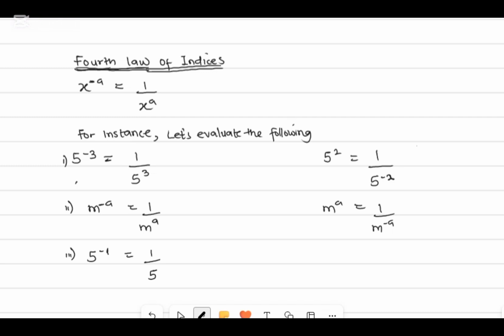So 5 itself can be written as 1 over 5 raised to power minus 1. So take note of that.